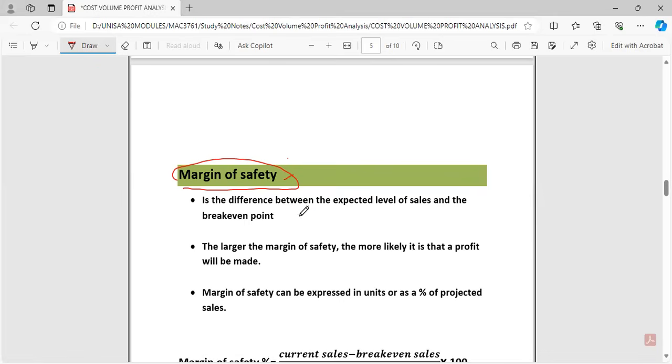So which means we are looking at the expected sales level and the break-even point. The larger the margin of safety, the better, or the more profit. Because if we are far from the break-even point, then it means we are making more profit. For an example, let's say our break-even point is 500 units. And as we are selling 800 units, you can see here that we are a bit far from the break-even point.